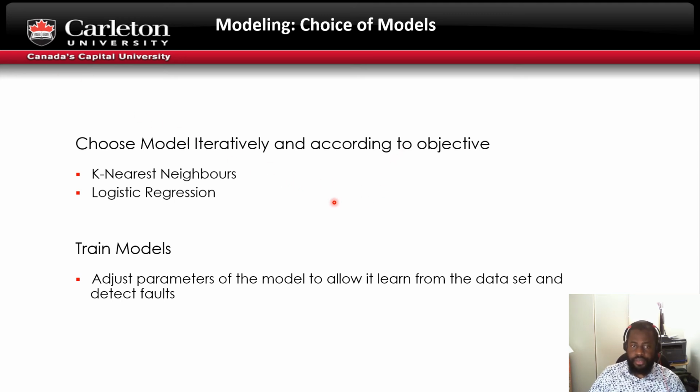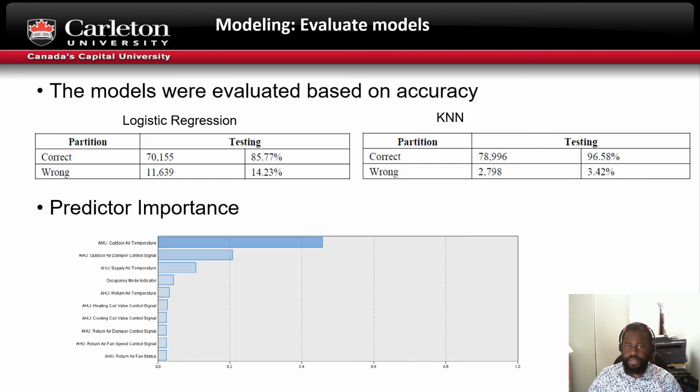So after correcting for imbalance, we chose the model according to the objective. In this case, it was a binary classification model. We had different options, and we picked the k nearest neighbor and the logistic regression model. In training the models, we had to adjust the model parameters to allow it to learn from the data set. Each of these has a unique way it's done, and we did that to train the models. And then the next step is to evaluate it.